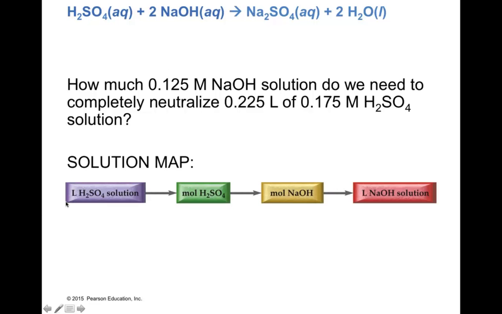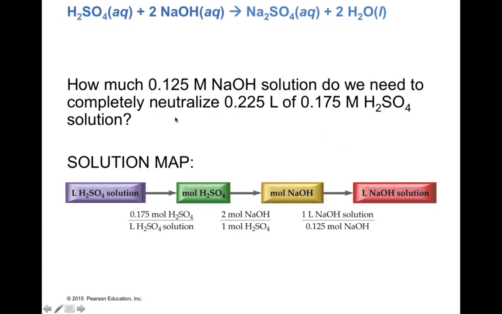So in other words, here we go. We have the volume of the sulfuric acid. We can change that volume to moles by using the molarity, then moles of sulfuric acid to moles of sodium hydroxide by using the coefficients of the equation, and finally the moles of sodium hydroxide to liters of solution by using the concentration of sodium hydroxide. So here we have all that information. This one is the molarity for sulfuric acid. Once we do this multiplication, we're going to have the moles of sulfuric acid.